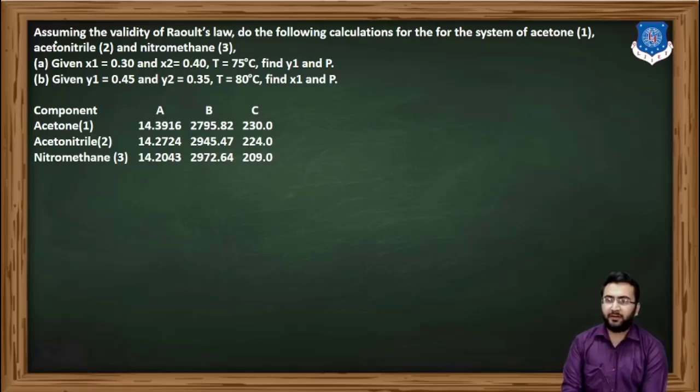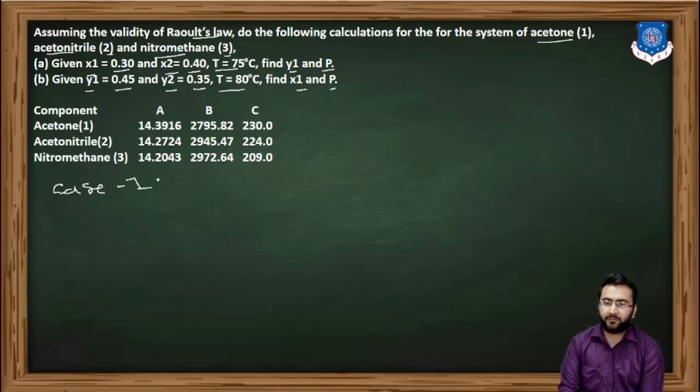In this numerical, given that we assume the validity of Raoult's law, do the following calculation for a system of acetone, which is component 1, acetonitrile, which is component 2, and nitromethane, which is component 3. Given that x1 is equal to 0.30 and x2 is equal to 0.40, T is 75 degrees Celsius, find y1 and P. And in case 2, given y1 is equal to 0.45, y2 is equal to 0.35, T is equal to 80 degrees Celsius, find x1 and P. So let's write for case 1.